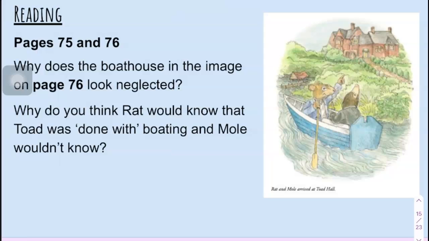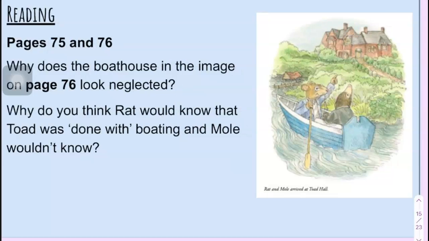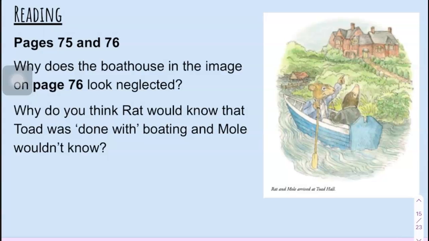Let's turn to pages 75 and 76. On page 76, why does the boathouse in the image look neglected? It's this little boathouse right here. Let me get my pen. It's the boathouse in the background. It looks right here very neglected. Why do you think it looks neglected? Maybe because Toad is done with boating and he doesn't want to do it anymore.